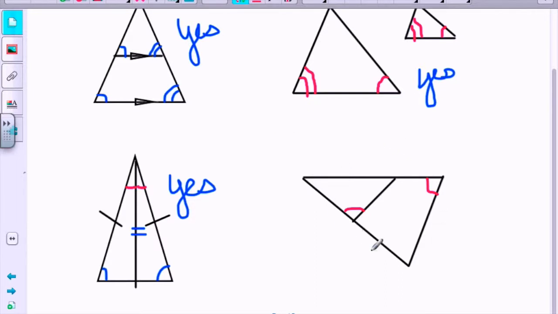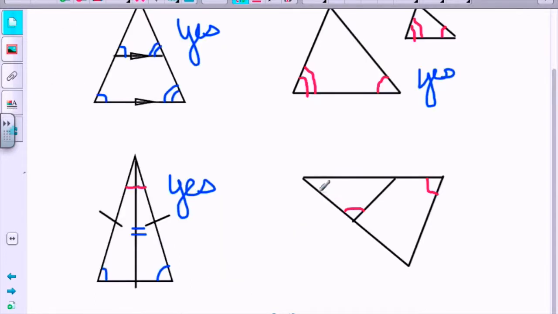All right, this triangle over here may look tricky. They're not parallel. I have these sets of congruent angles, but don't forget, look, they both share this angle. So by reflexive, they both have this. So the angle, angle, angle, angle. So these are also similar. So that is also a yes.